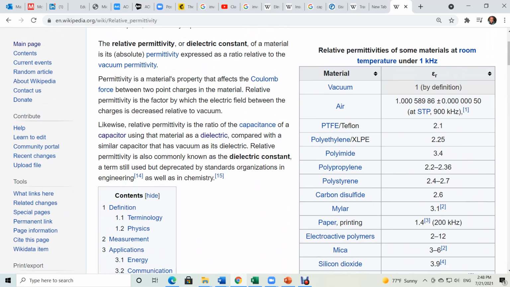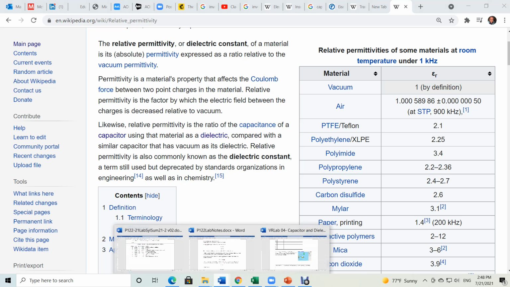So depending on how you sandwich your capacitor, you're going to get a different capacitance. It's still going to depend on the area and the distance between the plates, but it's also going to depend on the third parameter, the dielectric constant of the material.